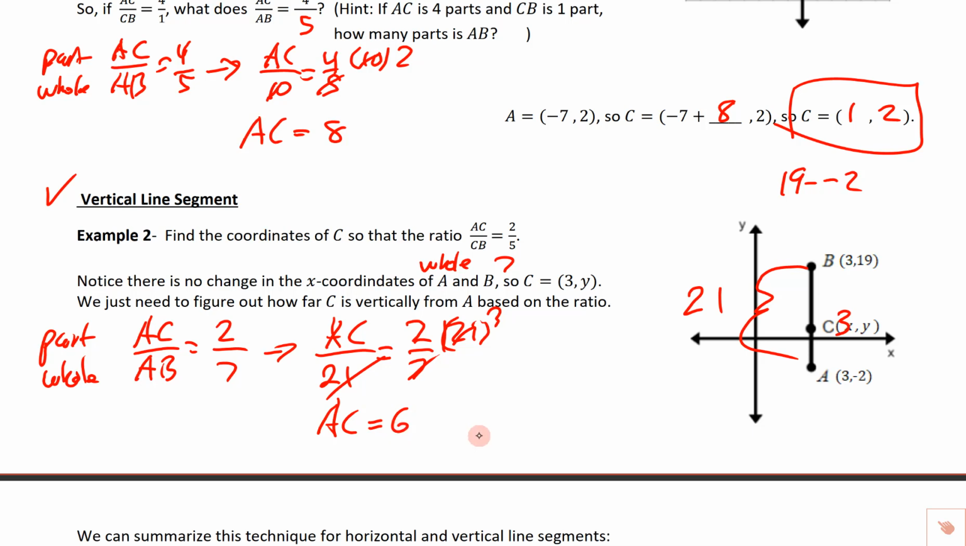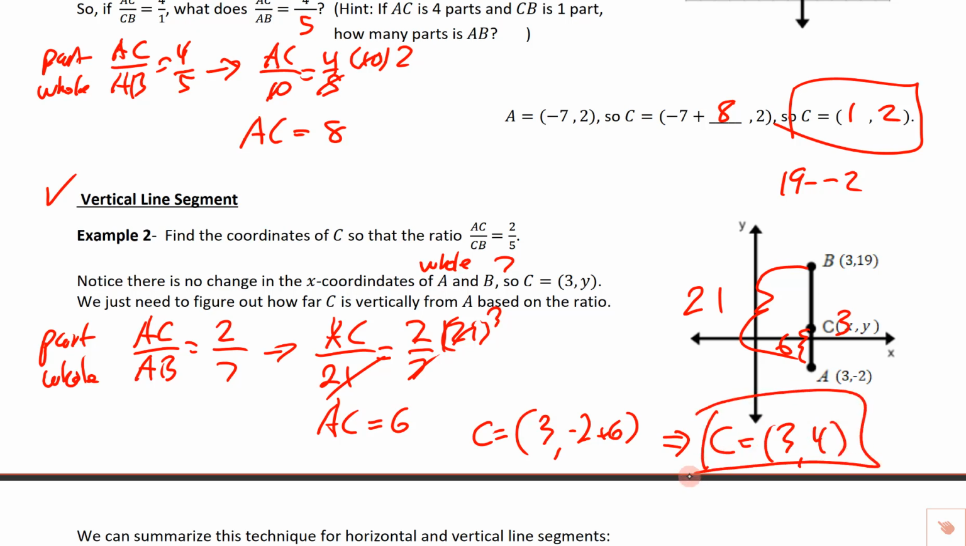So where is C? 3 comma. We're going to take that -2, and we figured out, hey, AC is 6, so we're going to go up 6 units. This is 6. So it's going to be -2 plus 6. I end up with C equals 3 comma 4. Is that what you got?